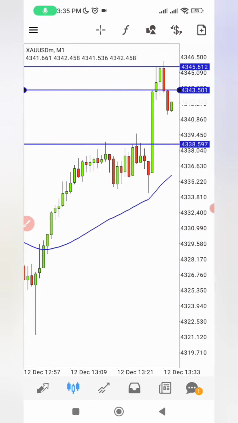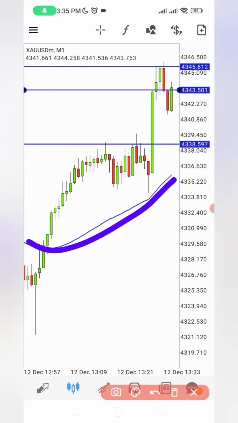So here you can see that the market has been moving up and down. This is a new area that we're trading in right now. The market is telling us it must go up, but this is a new area.